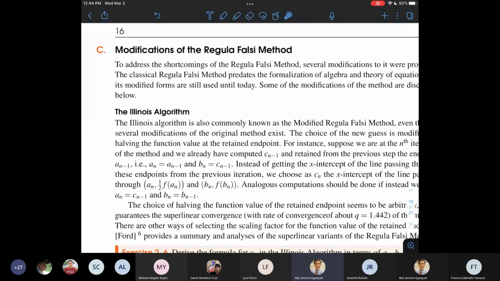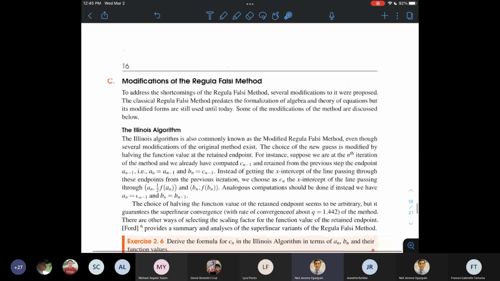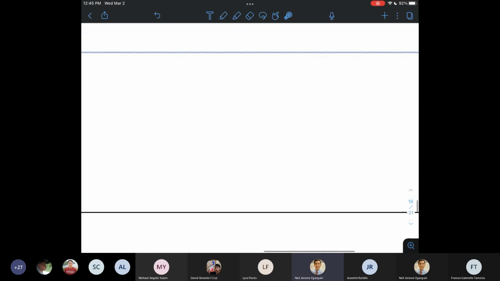So in general, yung Regula Falsi ay hindi natin masasabi na laging mas mabilis kaysa kay bisection. Pero modifications of the Regula Falsi can be proven or can be shown to be faster than the bisection method. Okay? So tingnan natin, paano natin pwedeng i-modify yung Regula Falsi method. The first one is the Illinois algorithm. Now, ito yung pinagkaiba niya.